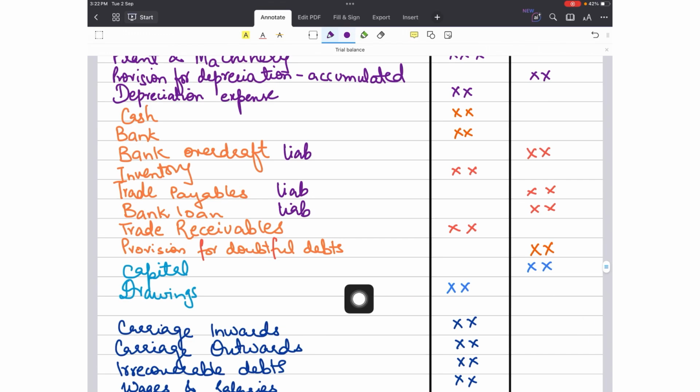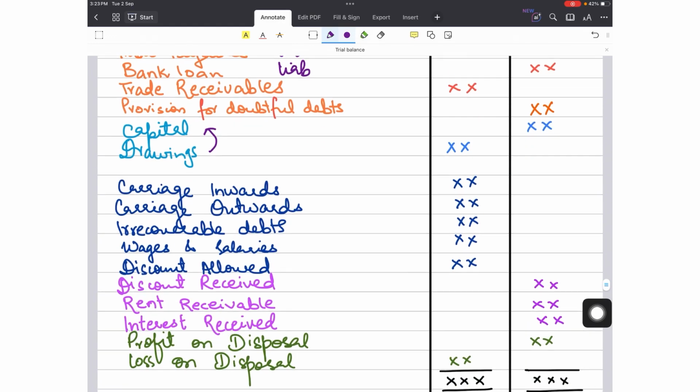Then we have capital. Capital increases on the credit side, right? Capital has a credit nature, so of course on the credit side, credit column in the trial balance. And drawings, a contra capital account, will appear on the debit side. Whenever the owner withdraws anything from the business, that is debited. Drawings are debited, right? It shows a decrease in capital, so drawings are always debited.